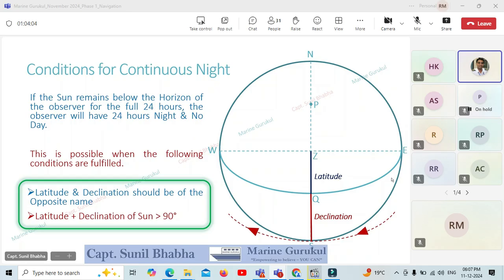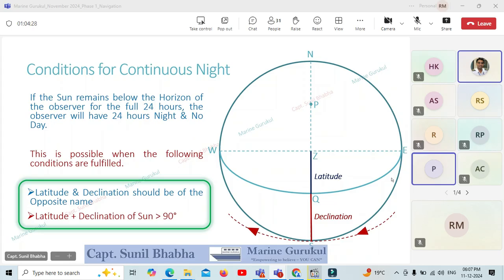Sir, latitude plus declination of sun is not equal to 90 because when it is equal to 90, it will be at point S. That's correct, beta. If it is equal to 90, the sun will be just touching the horizon at point S and you will be able to see it for a very short period of time. So that's why equal to is not included.